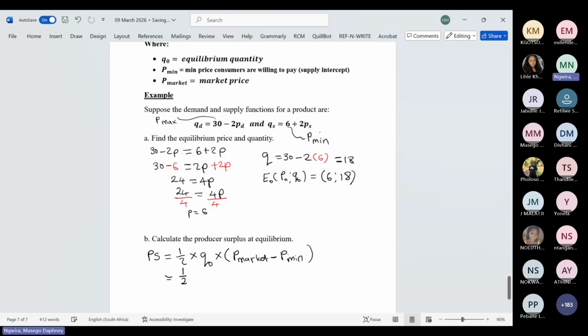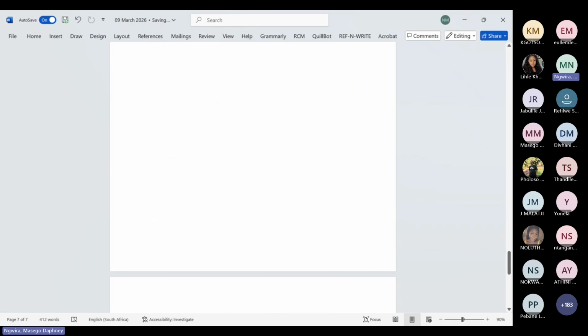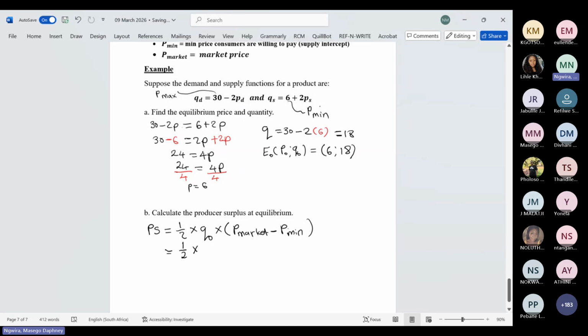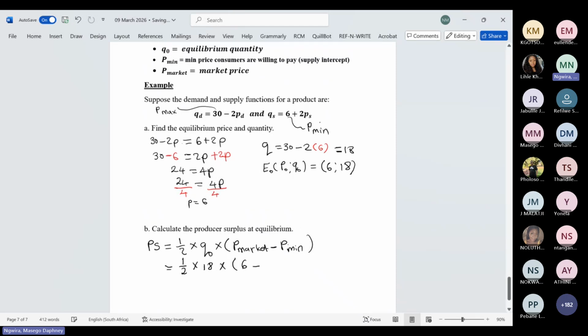And then times your Q naught. Q naught is 18. Then times market price, which is 6, minus 6. What does that give us? 6 minus 6 is 0. Everything becomes 0. Again, I just found this formula and question somewhere.